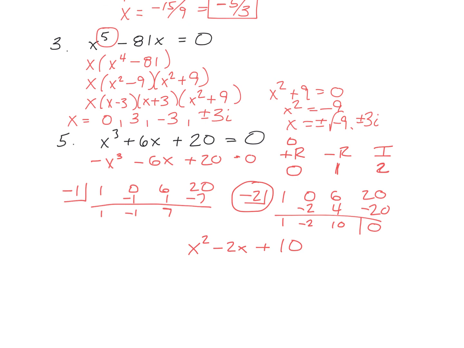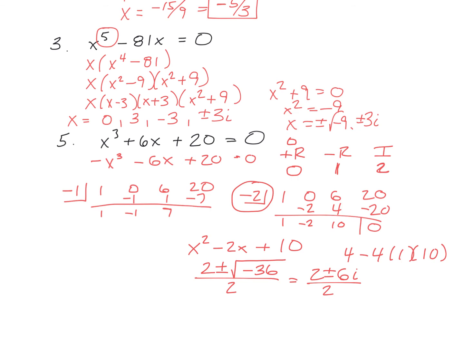Now, we've learned how to solve those quadratics. This one here, I don't believe it would factor. So I would use the quadratic formula. If I do my discriminant, I would do 4 minus 4 times 1 times 10. 4 minus 40 is -36 over 2a. So it's 2 plus or minus 6i all over 2, which would be 1 plus or minus 3i.